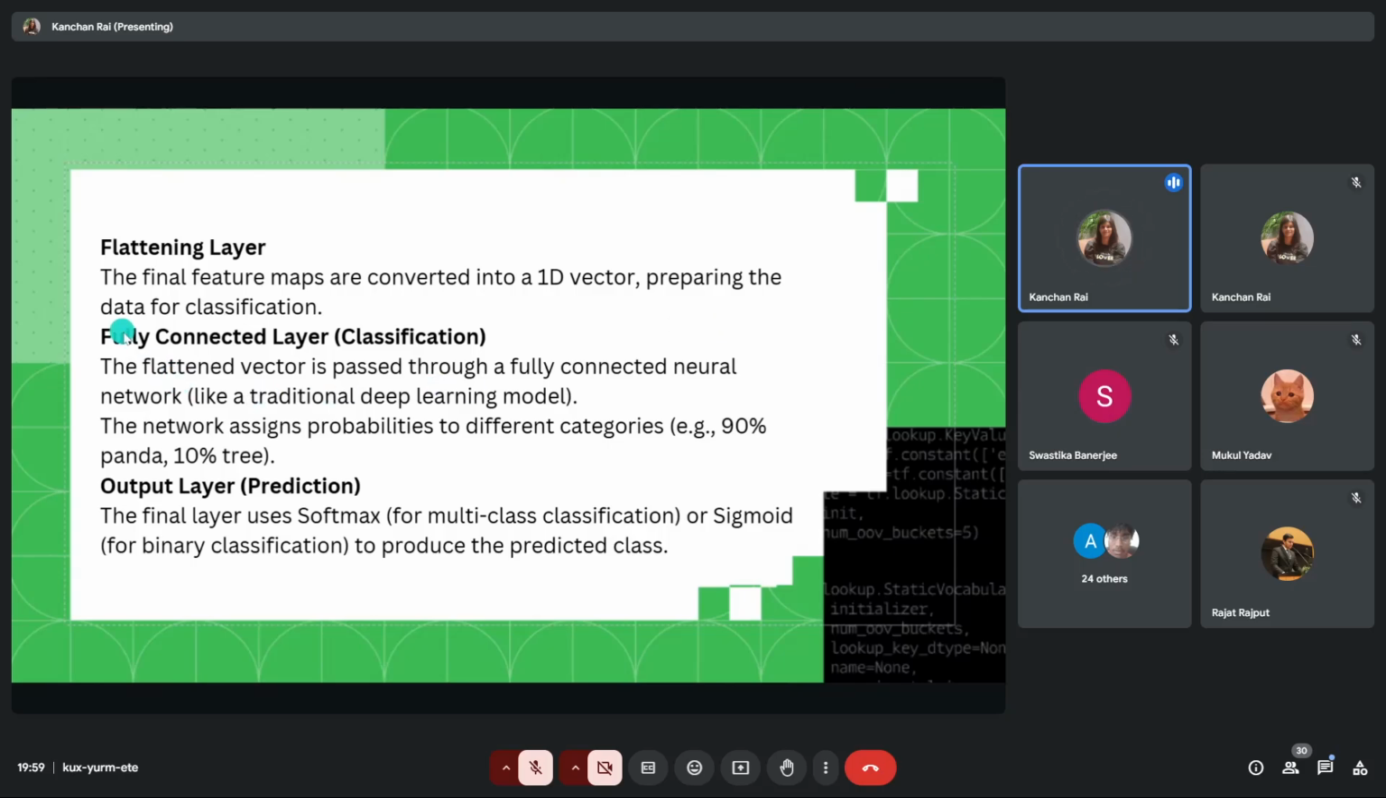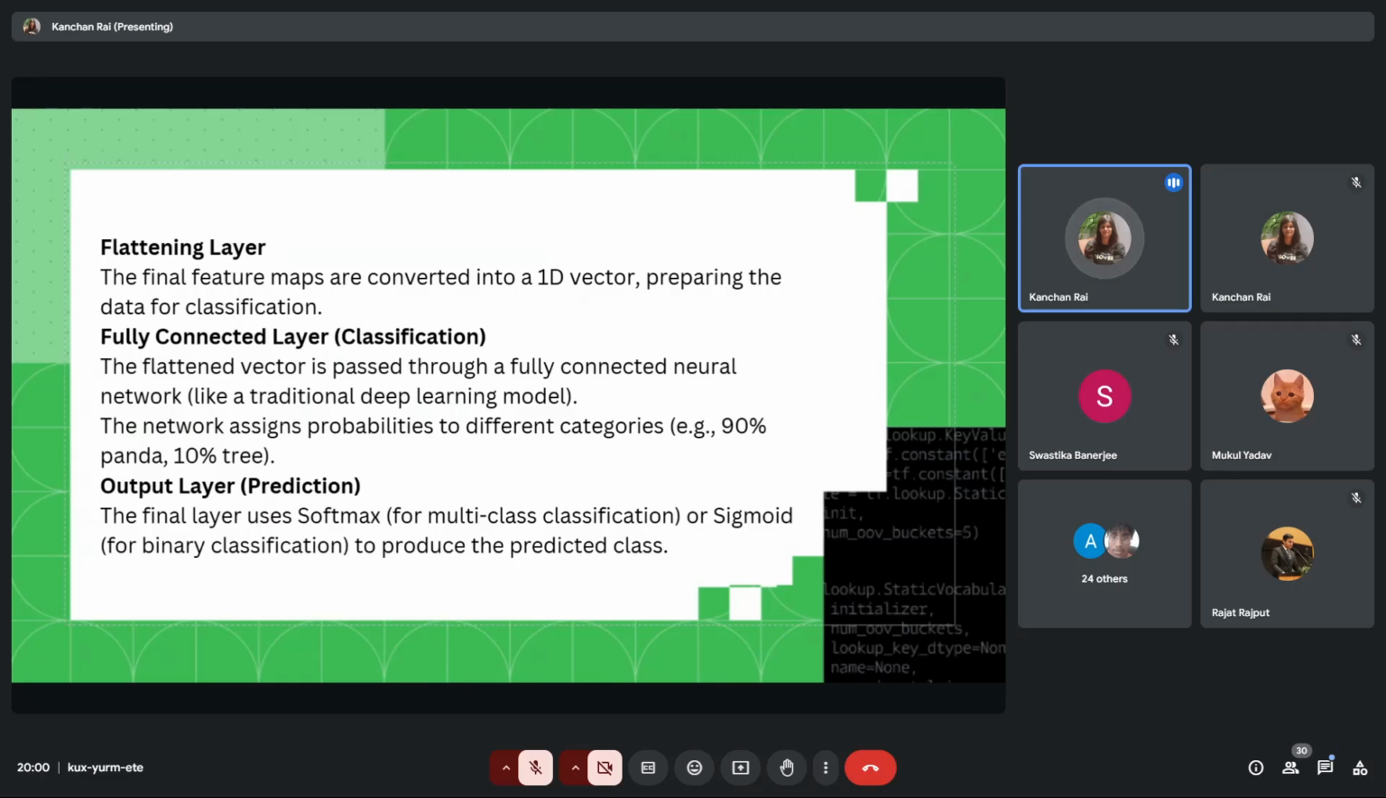Next, you use a fully connected layer. This fully connected layer is your basic artificial neural network. You can say that convolutional neural networks are built on top of the artificial neural network. This fully connected layer is similar to your artificial neural network. The flattened vector is passed through a fully connected neural network, like in deep learning models. Then this network assigns probability. The thing that computes the probability comes from some more functions, like sigmoid or softmax.